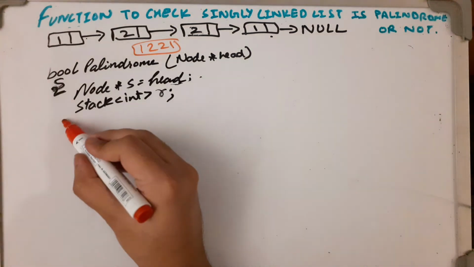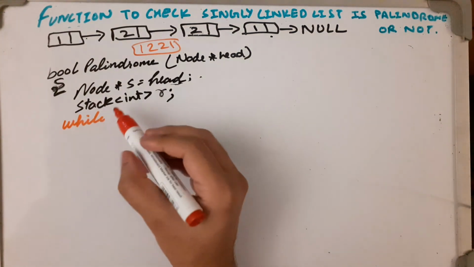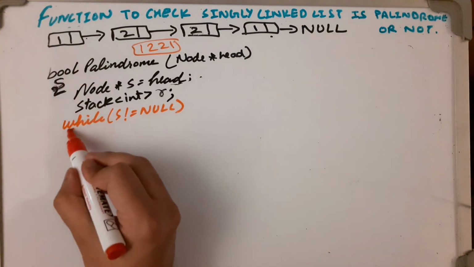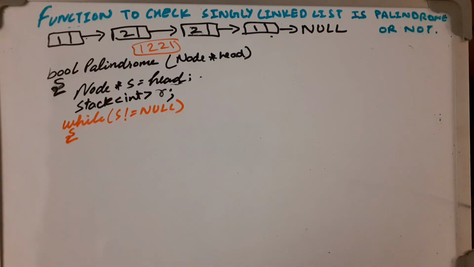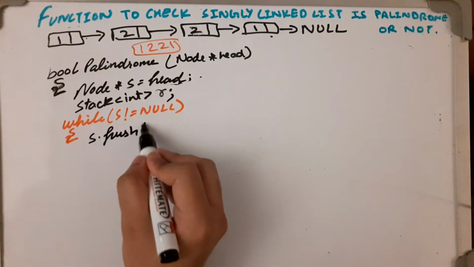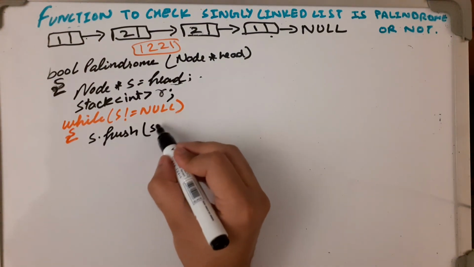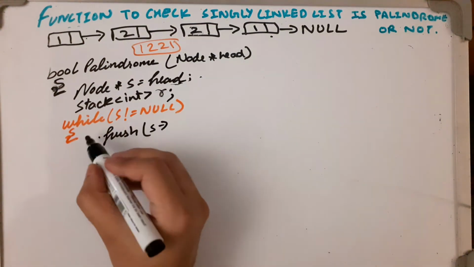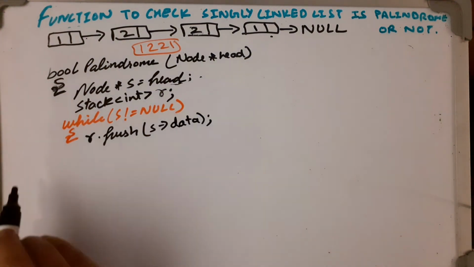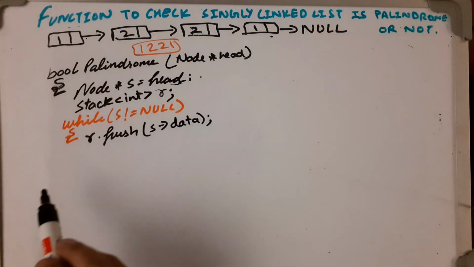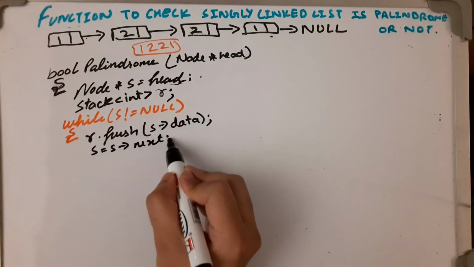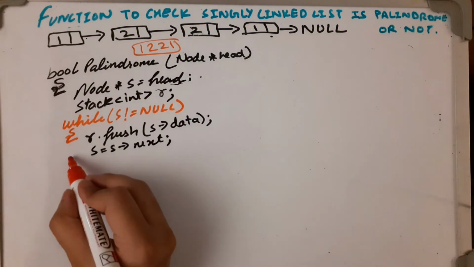Now I'm writing a condition to copy the values of this linked list into the stack: while s not equals null. What we are going to do here is r dot push s of data. Okay guys, we are pushing s of data into r, and then we have to do s equals s of next. This will copy the linked list into the stack.